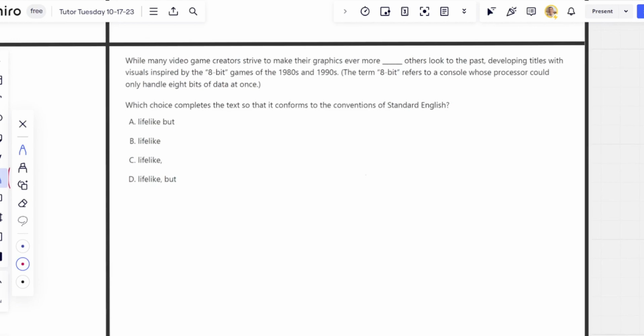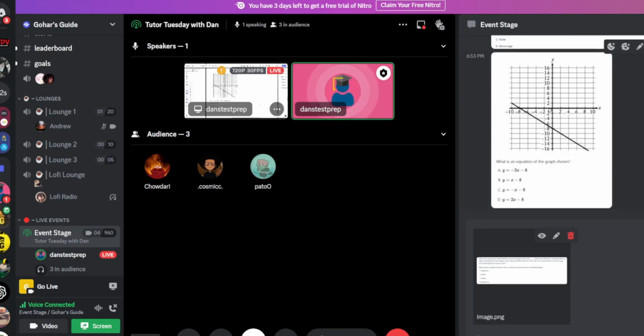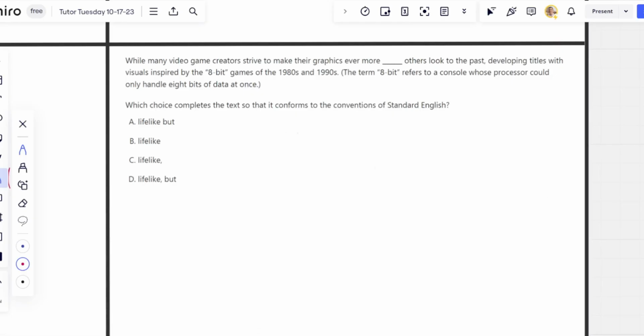This next one says, this one's a reading and writing question. While many video game creators strive to make their graphics ever more blank, others look to the past, developing titles with visuals inspired by the 8-bit games of the 1980s and 1990s. Which choice completes the text so that it conforms to the conventions of standard English?